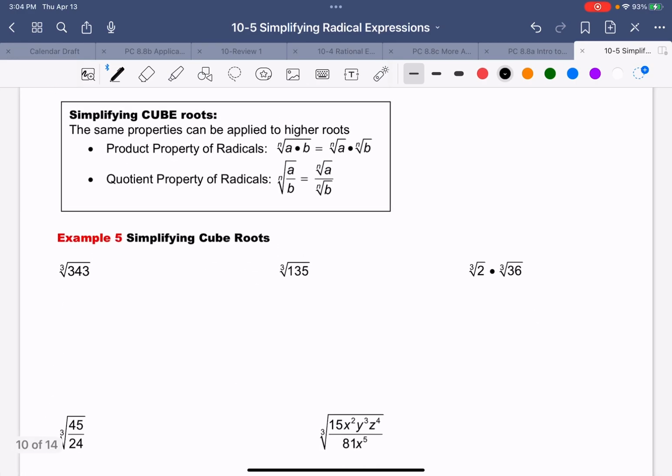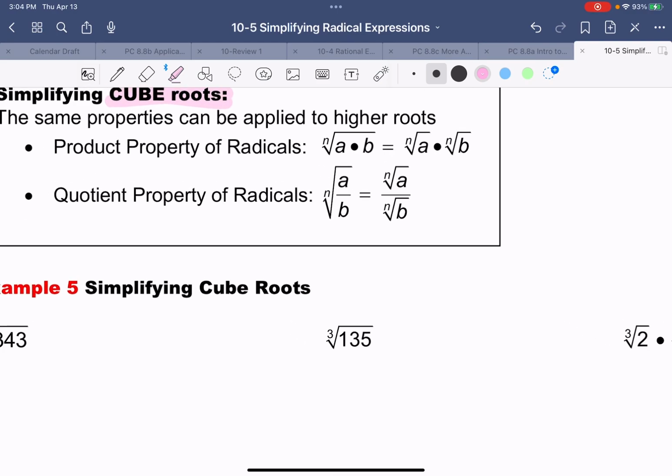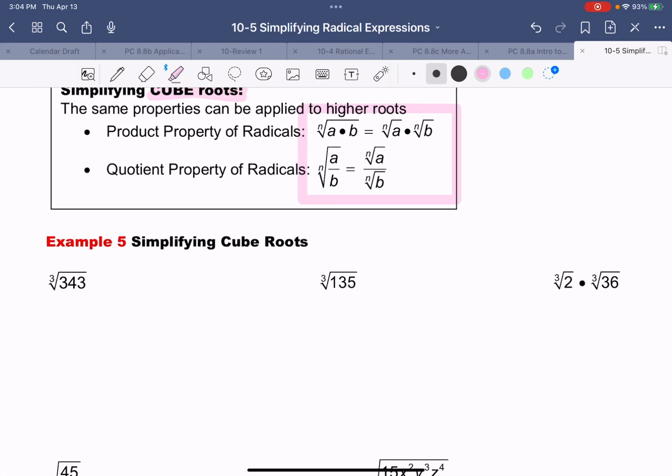All right, last one, simplifying cubed roots. Okay, so we're no longer looking at square roots. Looking at cubed roots, they have the same properties. I don't know why they're written differently. It's the same thing. You can break up products or break up quotients.